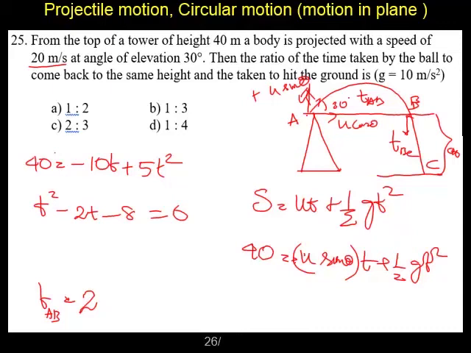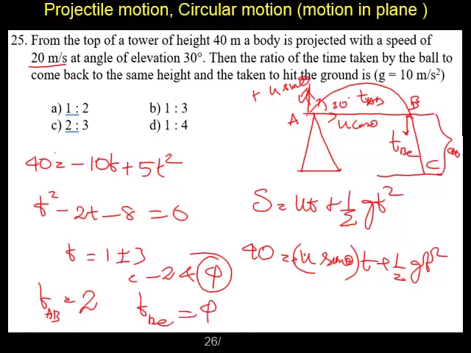This is a quadratic equation and there are two roots. T can be equal to 1 plus or minus 3, so the two roots are minus 2 and 4. Neglecting the negative root, we take the positive root, so T of BC is 4. This is the time taken for the ball to travel from B to C.